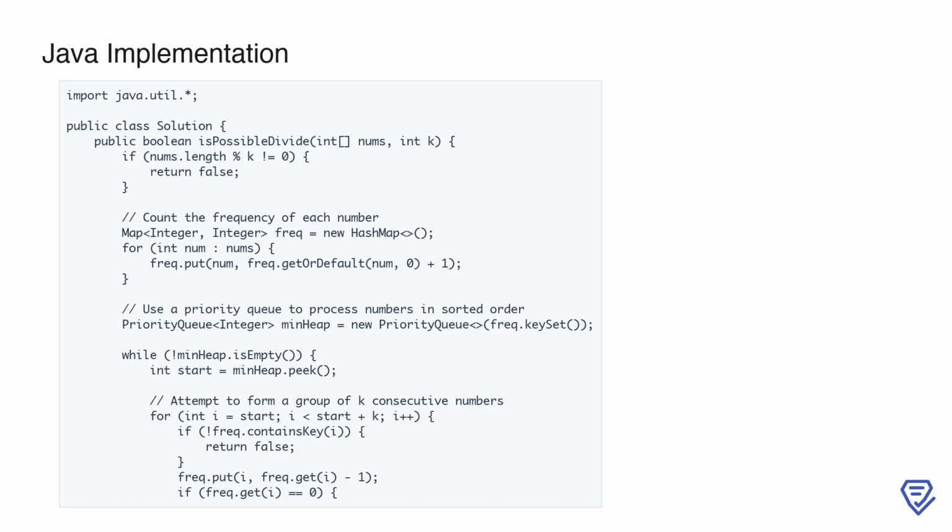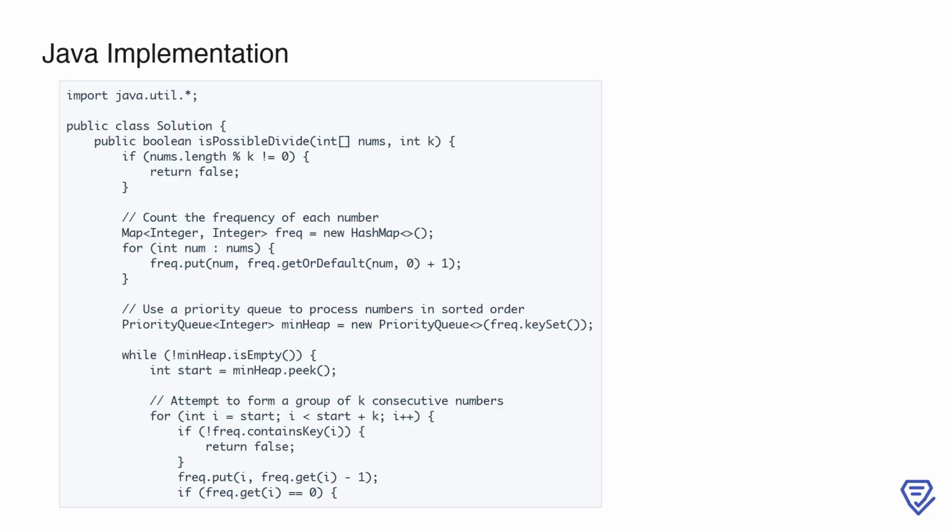Next, we calculate the frequency of each number in the array using a hash map. This map will store each unique number as a key and its count as the value. We then initialize a priority queue, or min-heap, to process the keys in sorted order. This is important because consecutive groups need to be formed starting from the smallest available number.